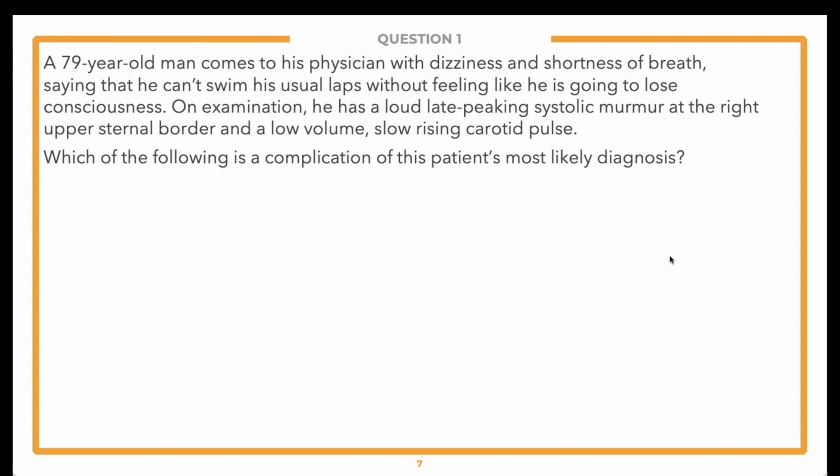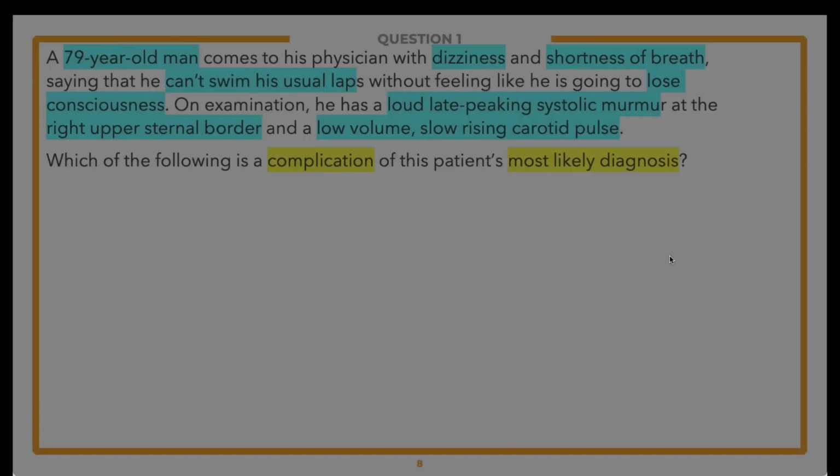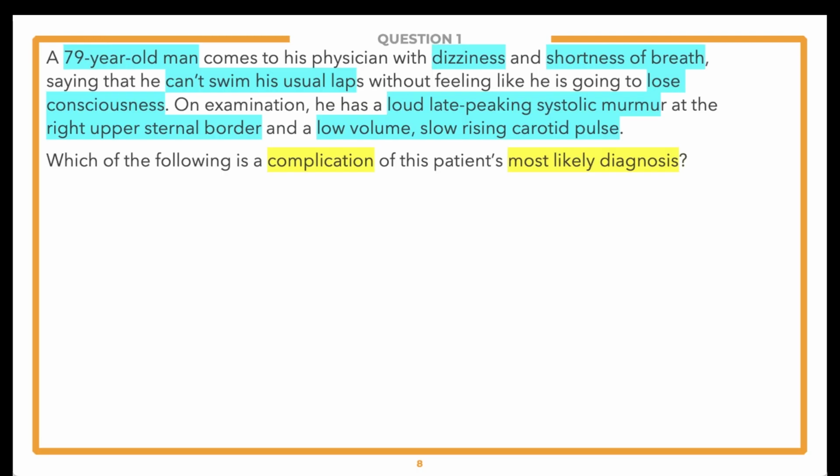So we're going to show you what we believe are the important clues in the vignette and lead-in. We'll go to the next slide here. As you can see, we've highlighted the age, that's important, and the symptoms: dizziness, shortness of breath, can't swim, lose consciousness. He's also got a loud, late peaking systolic murmur, right upper sternal border, and low volume, slow rising carotid pulse.